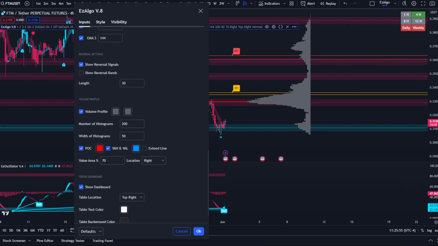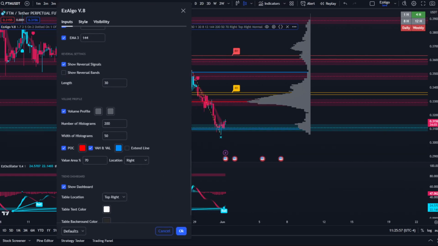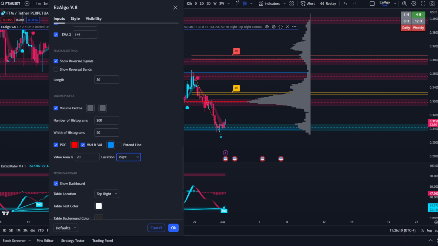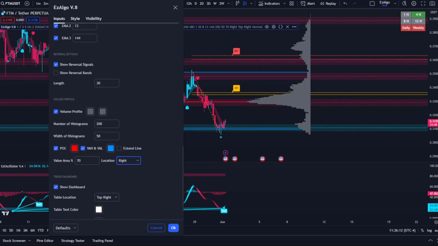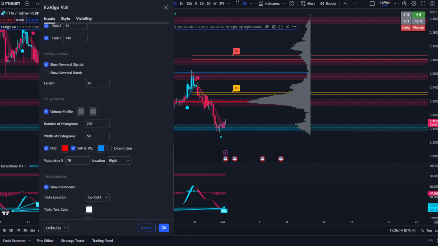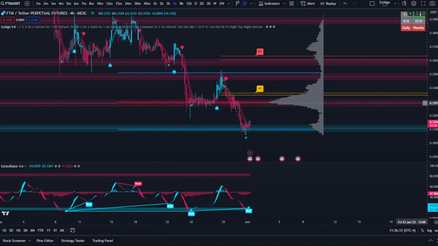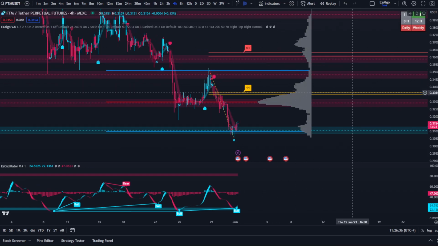So if you want to toggle on the volume area highs and lows, you can. If you don't like it on the right side, you can move it to the left side as well. This is another added confluence to your trading, right? If you don't know what the volume profile is, essentially what it does is it looks back over a certain price range and shows you where the most amount of volume was traded in that given look back period.